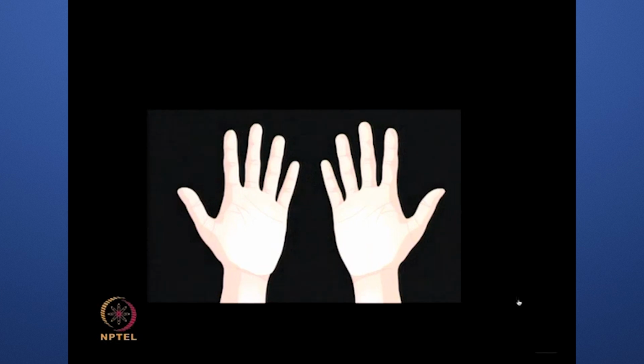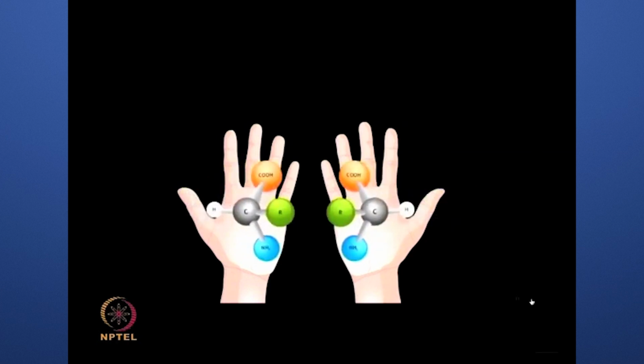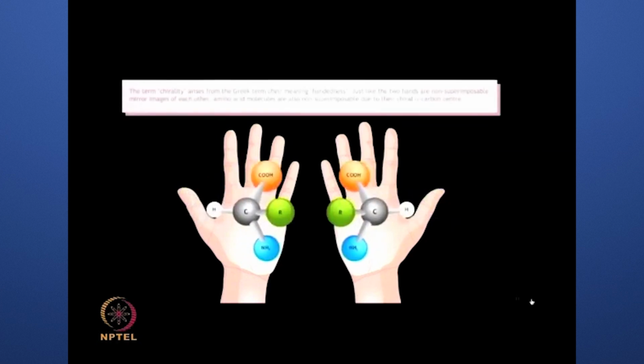Before learning about isomerism, let us first know what chirality is. The term chirality arises from the Greek term chir, meaning handedness. Just like two hands are non-superimposable mirror images of each other, amino acid molecules are also non-superimposable due to their chiral alpha carbon center.